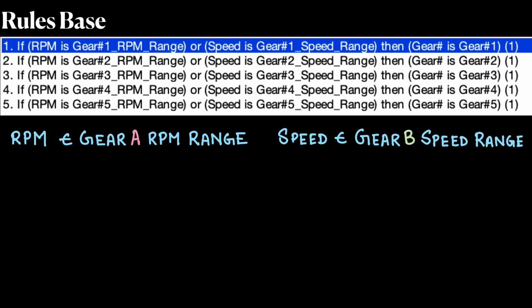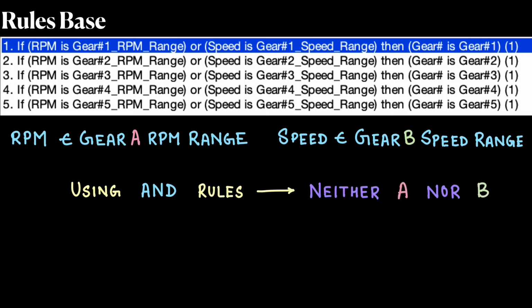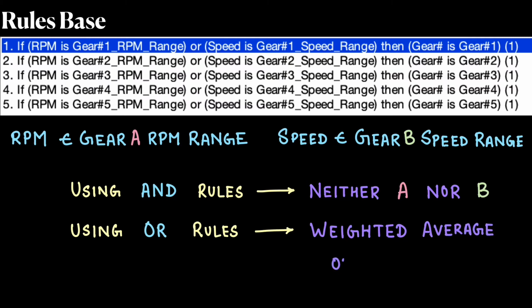Say we have input such that RPM is in gear A range but not in gear B range, and speed is in gear B range but not in gear A range. If we use rules like RPM has to be in gear A range and speed too has to be in gear A range, then for the present scenario, neither gear A nor gear B would have a non-zero degree of membership. Whereas if we use OR rules like the ones shown above, both A and B will have non-zero degree of membership, and the final output would be a weighted average of A and B.